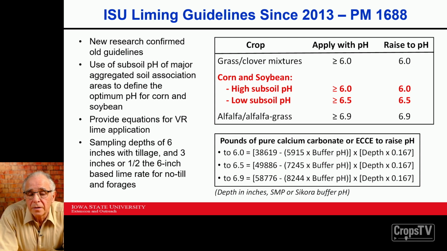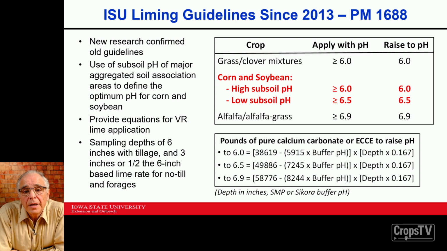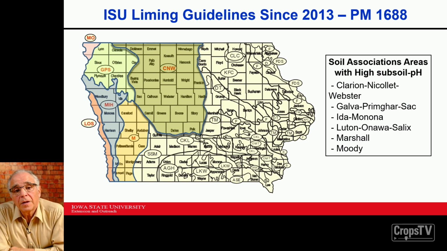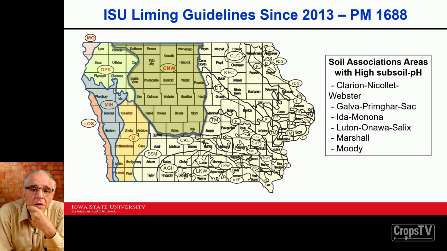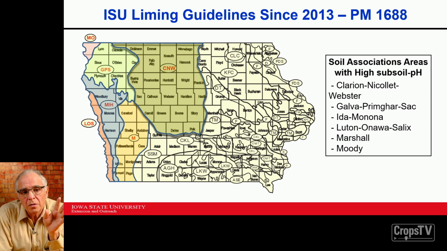So we changed that. Then the other thing we did, we included variable rate equations so people could use variable rate. And this is the map that is in PM 1688, showing the colored areas where soil association areas have calcareous subsoil. And so it's essentially central, north central Iowa, and western Iowa.